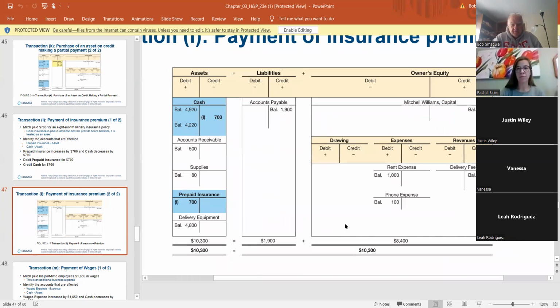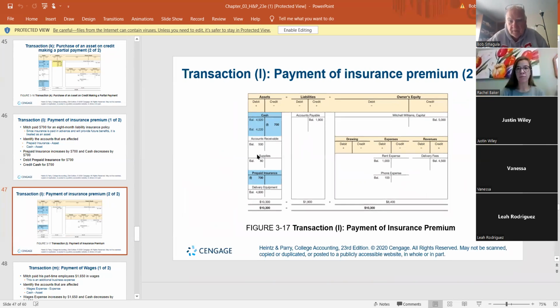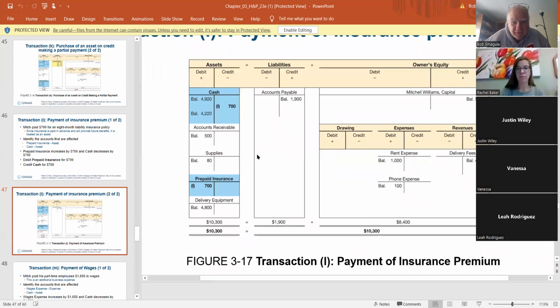And we'll take a peek here. Delivery equipment. Hold on 1 second here. Oh, we bought the prepaid insurance, I forgot what the transaction was. Forgot to look at the color, the blue. Prepaid insurance goes up, that asset goes up with the debit, and we credit cash.